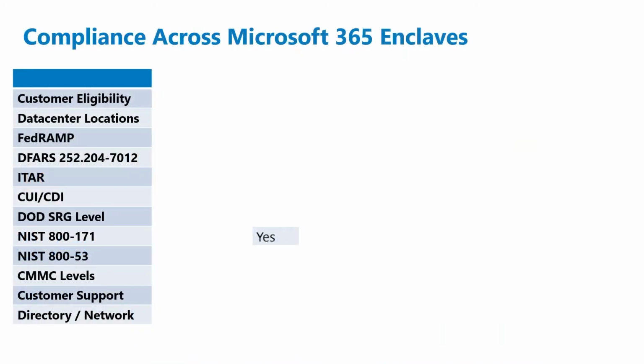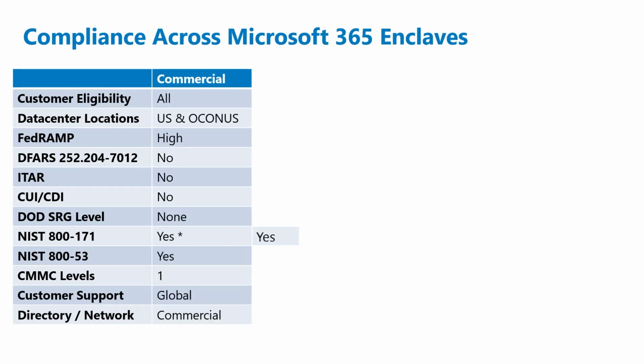All right. So now let's talk about compliance against the different Microsoft 365 enclaves. The points we want to look at here specifically are DFARS 7012, ITAR, CUI and CDI, NIST 800-171, and then CMMC levels. So when we look at Microsoft Commercial, you can see that DFARS 7012 cannot be met. And now I want to slow down for a second and explain why. DFARS 7012, which mandated NIST 800-171, has its own protections or own requirements for reporting cyber incidents.